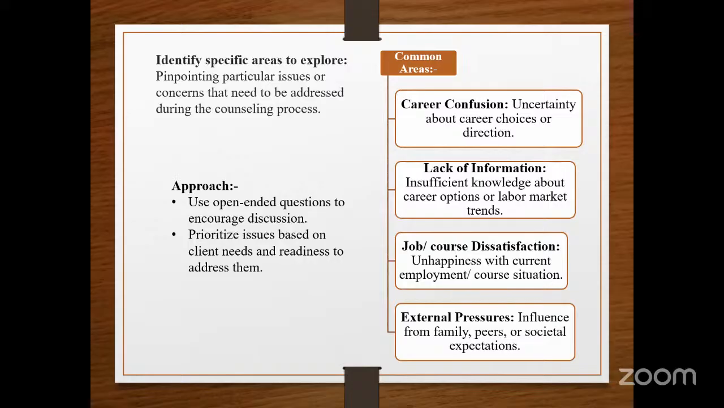So we need to identify what areas we need to explore before going to the hardcore counseling session, such as what issues the person is having, what concerns the person is having, what basic problems we need to address. Okay. Before going to the common areas, I would like to know what approaches we can follow to know about the areas.